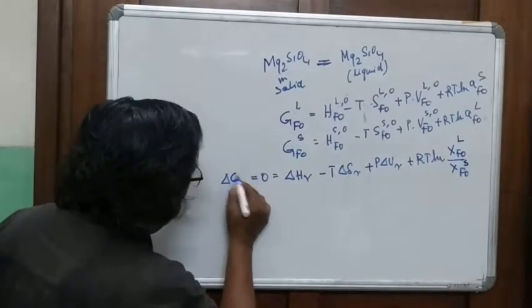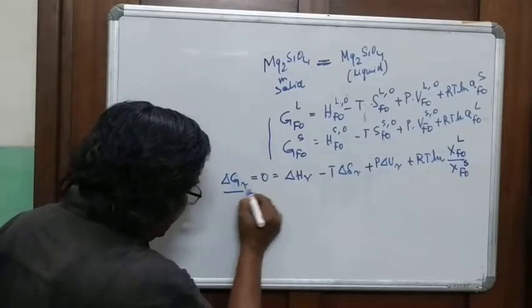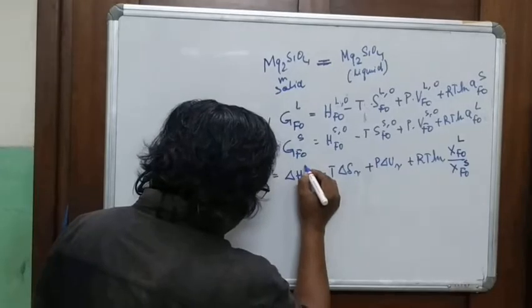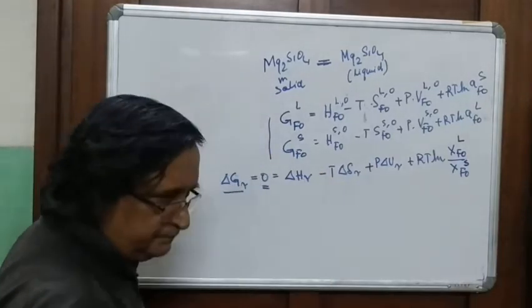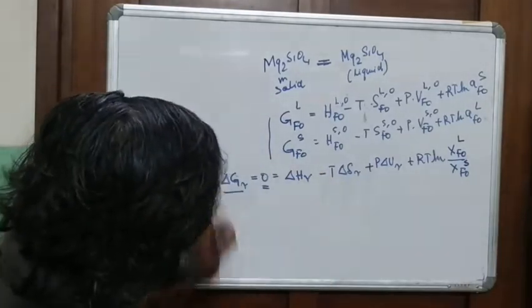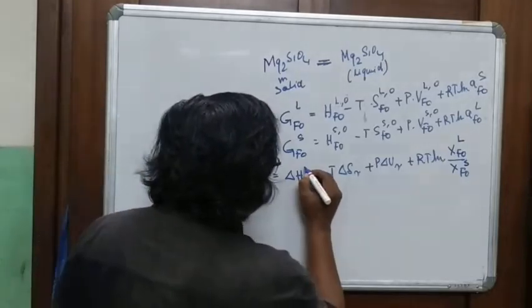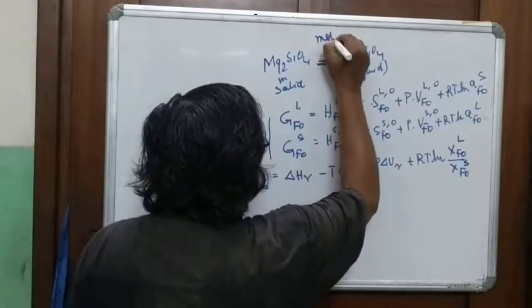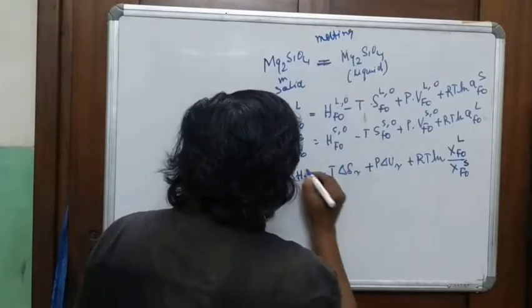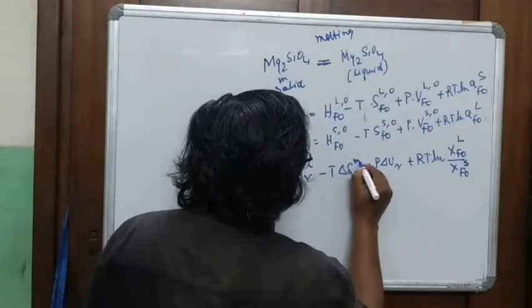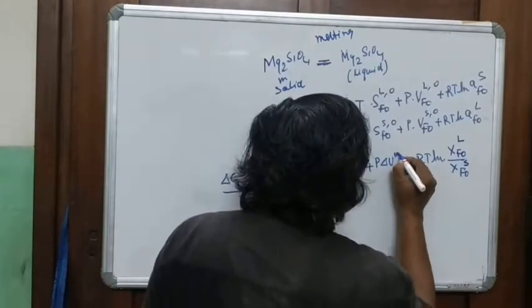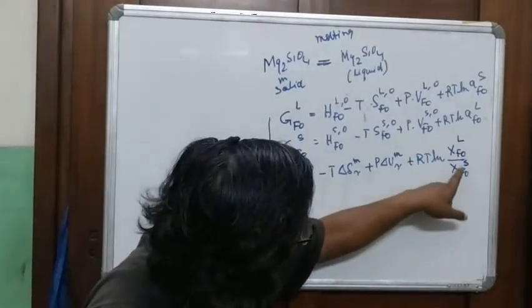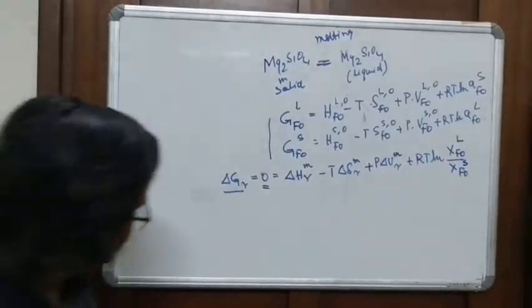So delta G of the reaction, if they are in equilibrium, is equal to 0. That's what I wrote. It is delta H of the reaction, essentially melting. So we can write delta H melting, delta S melting, and P delta V melting, and then we have RT ln X forsterite in the liquid divided by X forsterite in the solid.